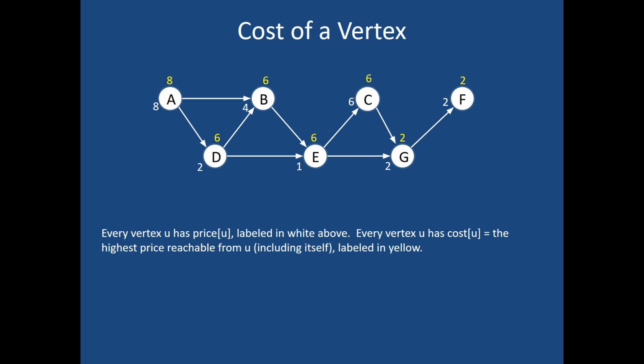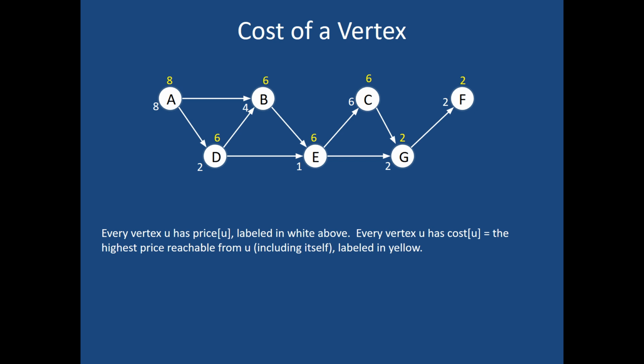And similarly for D. To get that 6 right there, you look at its 2, the white 2 for D, and you look at the cost of B and the cost of E, and you take the largest, and you get the 6 right there. So you do it in reverse topological order and fill it out. Very similar to what we talked about at the beginning of class today.